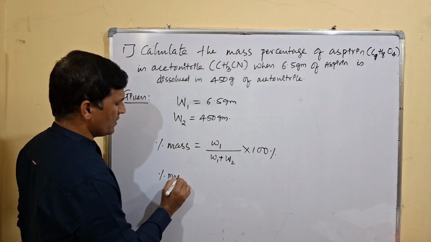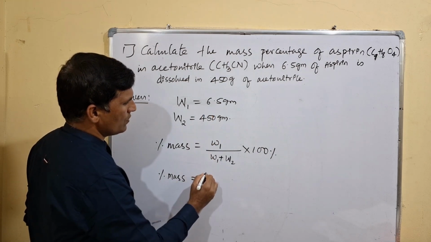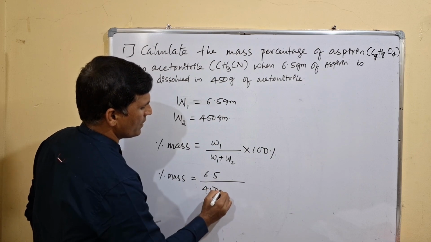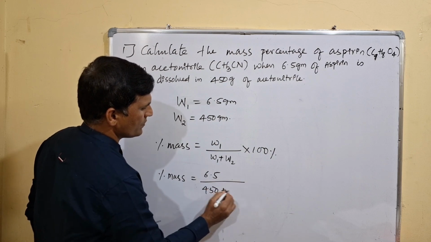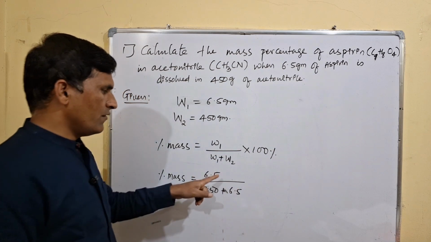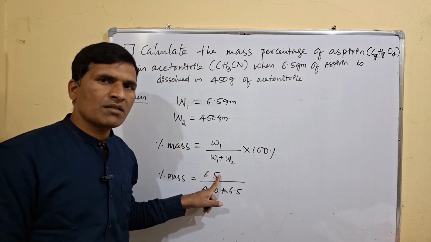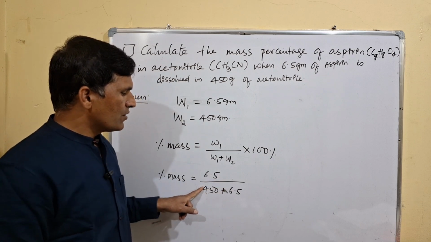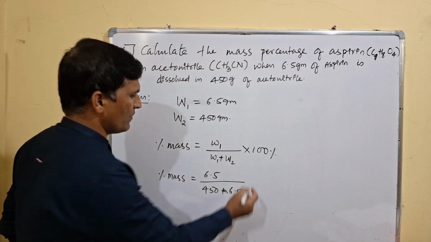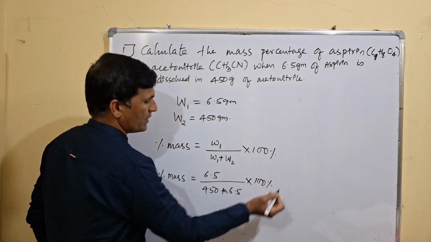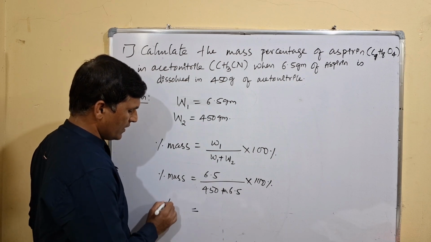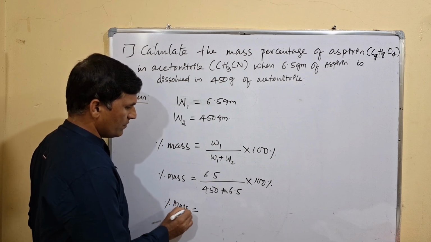So mass percentage is equal to W1, 6.5, divided by 450 plus 6.5, which is the total weight of the solution. The weight of the component of which you want to find the mass percentage is divided by the total mass of the solution. Okay, so that you should remember, that is the formula. Into 100%, right? Just if you simplify, you will be getting the answer for this. That we call the percentage of mass.